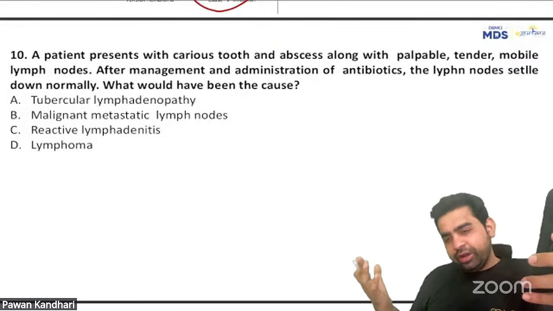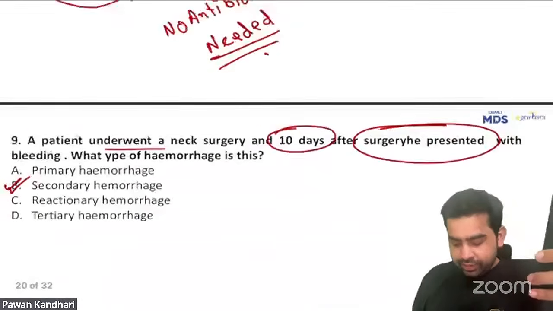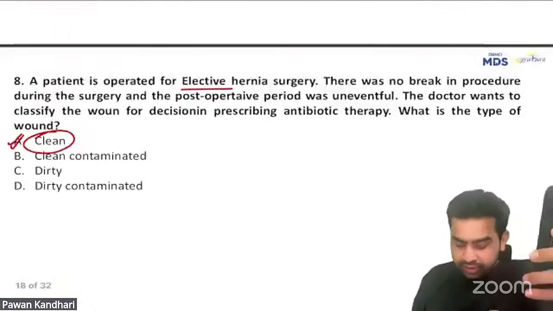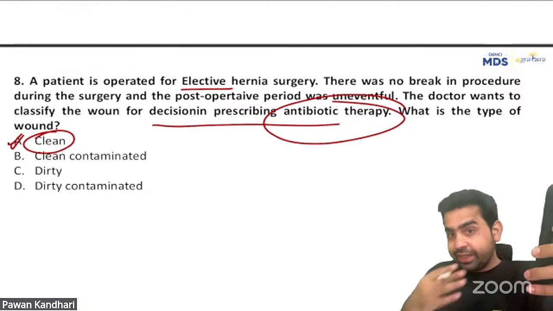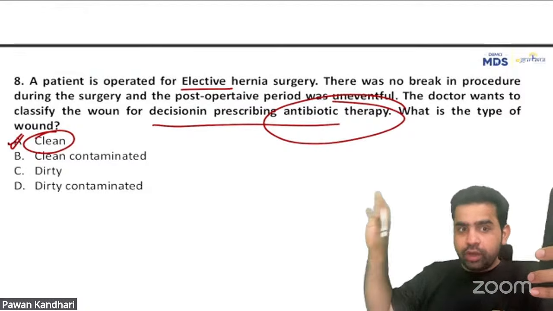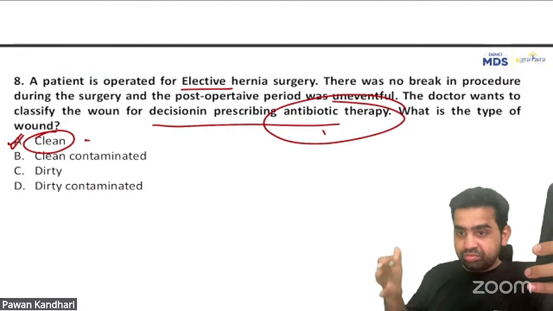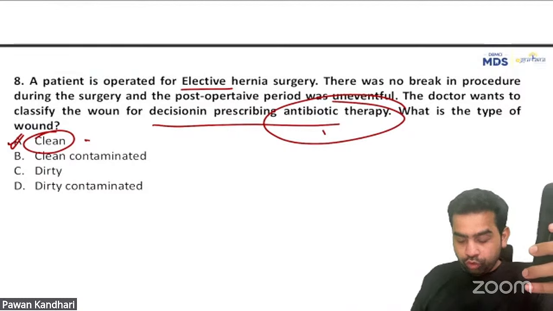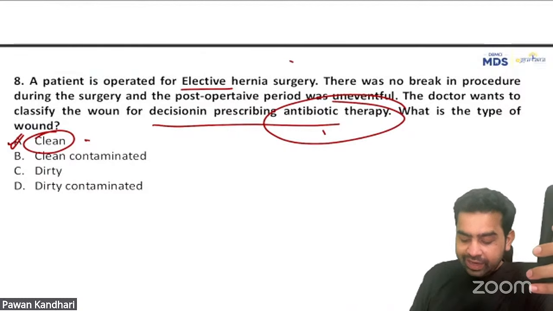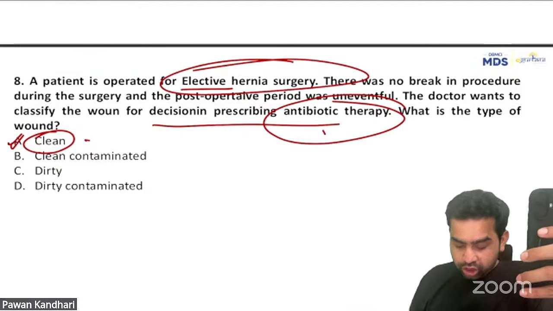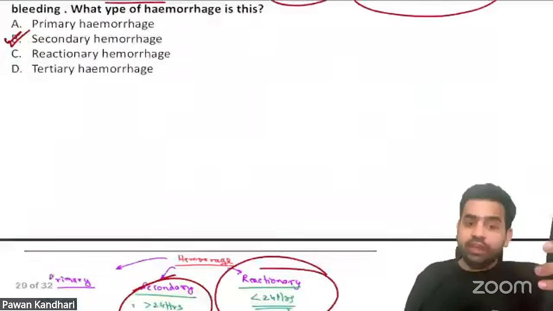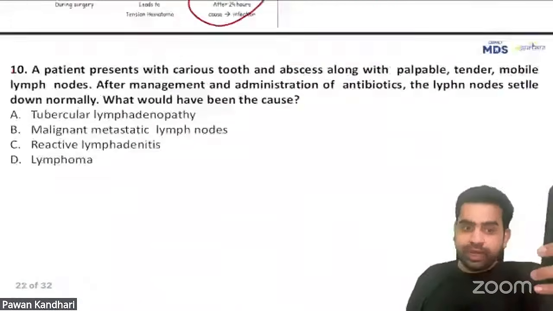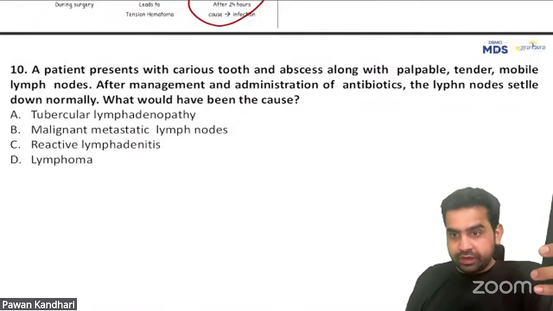Yeah, see, the recall which I have got is about the decision of prescribing antibiotic therapy, whether the doctor wants to take that. But forget about the antibiotic. We are not saying that it is a clean wound because the antibiotic was given or not given. No, no. What you need to understand is that elective hernia repair, with no complications at all, is a clean surgery. And for a clean surgery, if the doctor wants to decide whether an antibiotic has to be given or not, the answer is no, it doesn't have to be given.